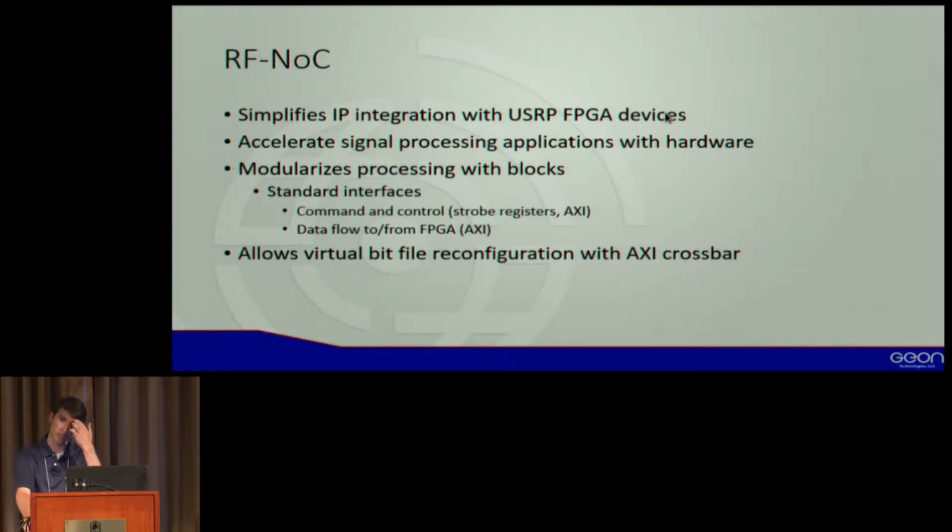So we all know RF-NoC is a framework that allows you to integrate your IP in a simple way into USRP FPGAs. At least for me, the important part is that you can hardware accelerate your existing signal processing applications using the FPGA's fast hardware. It accomplishes this by modularizing your processing into blocks or computation engines. It uses a standard set of interfaces, one for data flow and one for command and control. Basically, you can use registers and I believe AXI for command and control, and then AXI for your data flow.